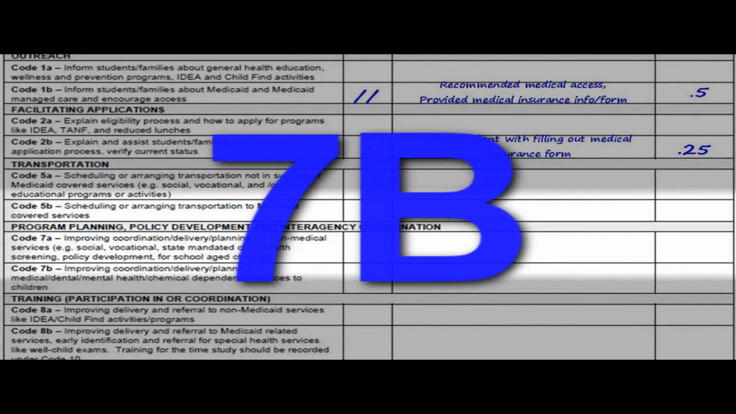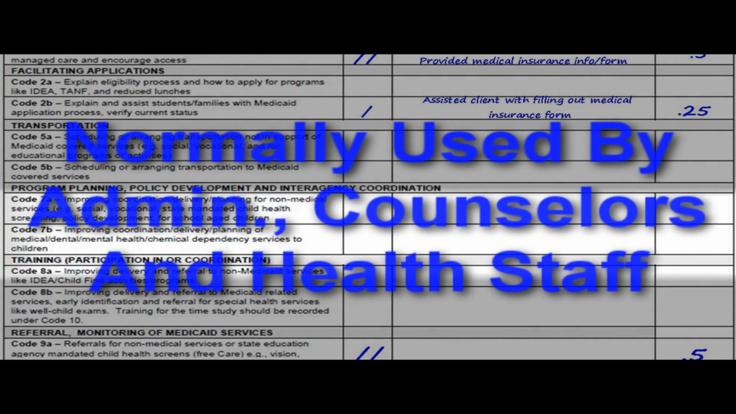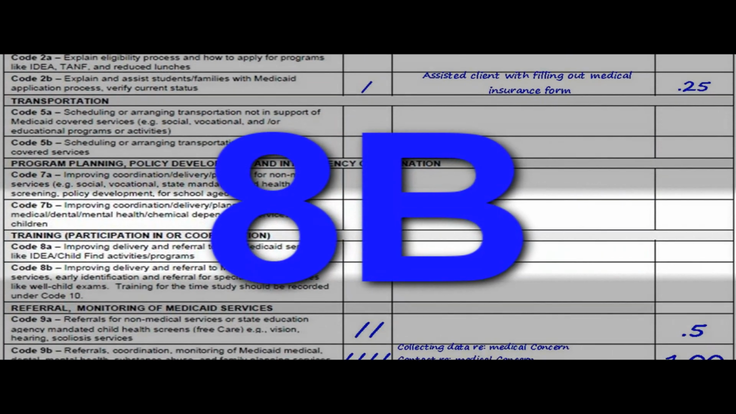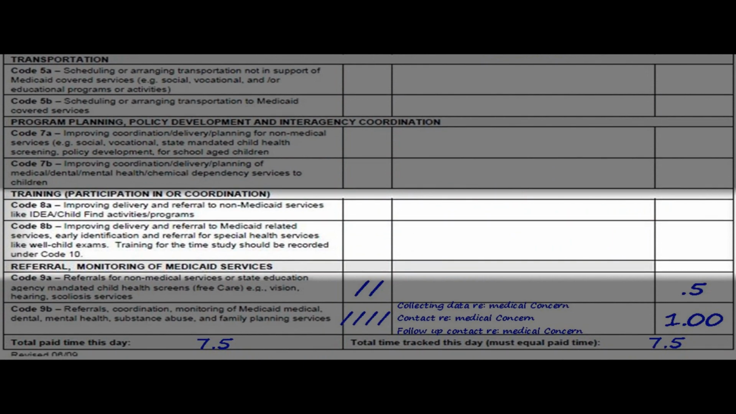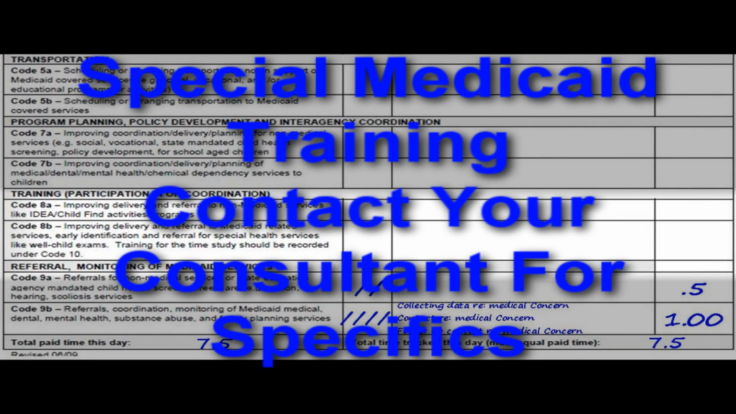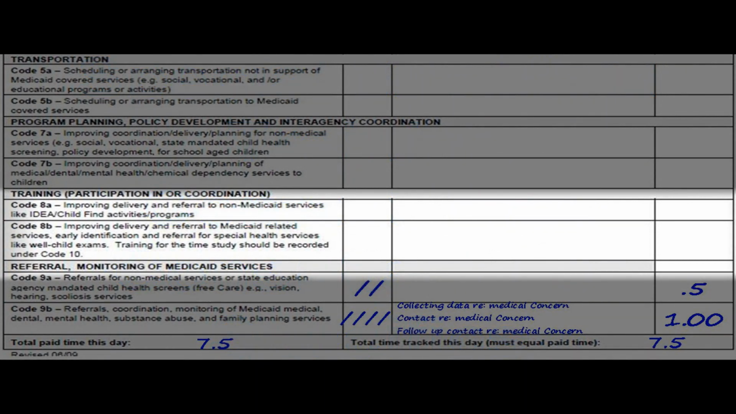So when we have counselors or health nurses, usually they are the people who are working with outside agencies to improve coordination or delivery of services with these outside agencies. These are intended for training for buildings or for district-wide large groups. That is the 7B. If you're working with an outside agency on a single student, then that's a 9B. 8B trainings are very specific. They need to be done by a Medicaid provider. Please contact your consultant so that we can advise you on how those trainings need to be and who needs to provide them and the correct narrative for that training.